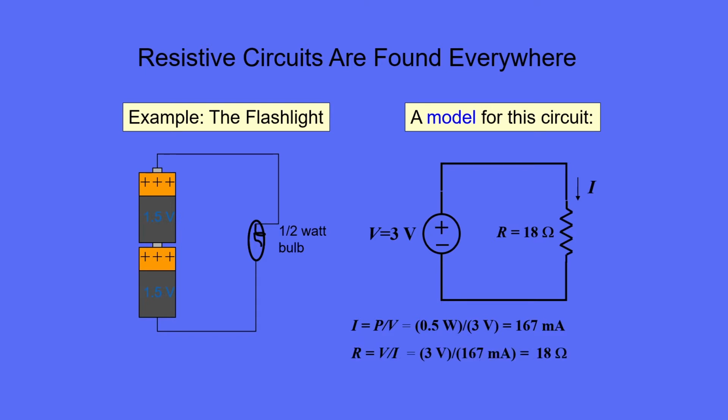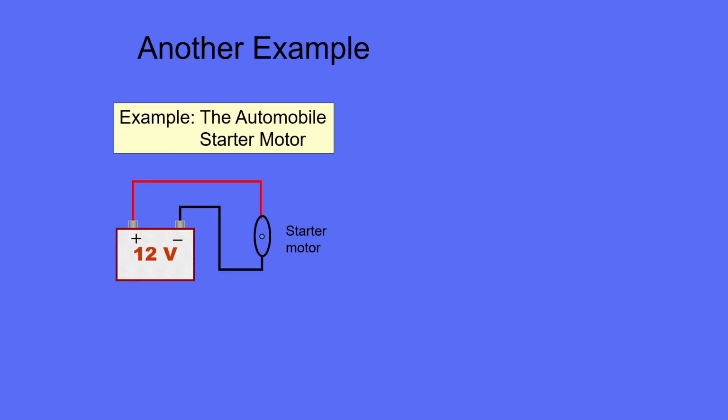The equivalent resistance of the bulb is then computed by the ratio of V to I, 3 volts divided by 167 milliamperes, or 18 ohms. Here's another example that comes from everyday life. It consists of an automobile storage battery and the starter motor that first turns the engine when we turn on the car.